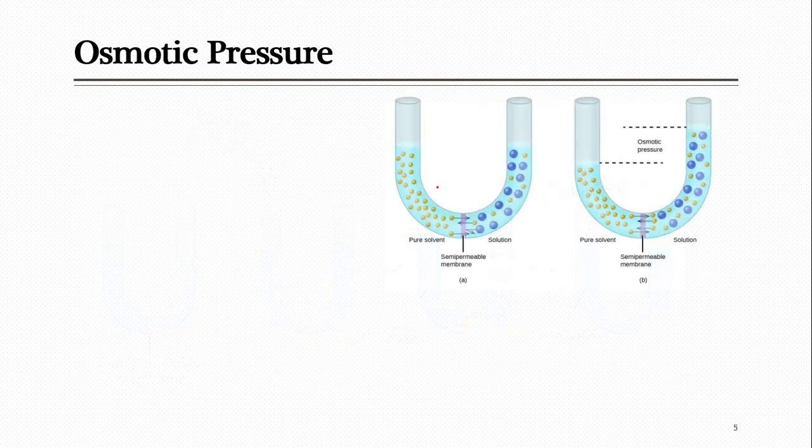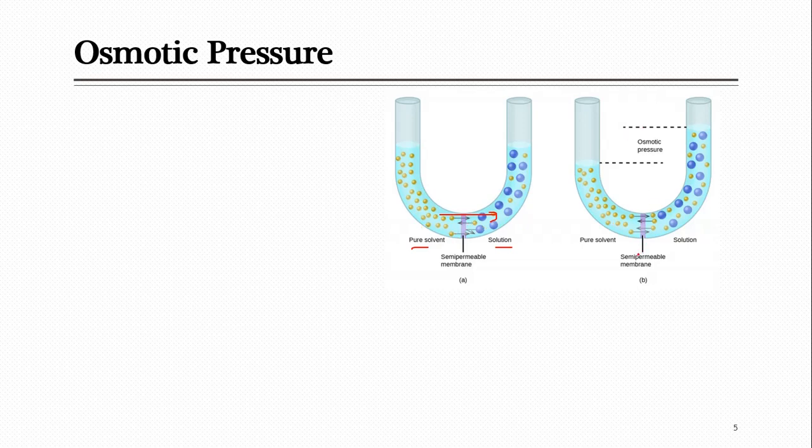In this example, you can see that on one side there is pure solvent and on the other side there is a solution, meaning it contains some solute. If you just place this system at atmospheric pressure, you know that a large amount of solvent will move from the pure solvent side to the solution side. This phenomenon is called osmosis, and it takes place through a semi-permeable membrane. This membrane doesn't allow any salt to pass through to the other side.